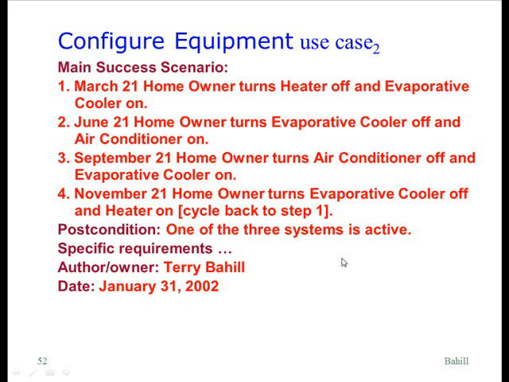A success scenario: homeowner turns heater off. This is in March. This is when you usually want to turn on the evaporative cooler. Then June 21st, homeowner turns the evaporative cooler off and the air conditioner on. Then after September, you turn on the evaporative cooler. Post condition: one of the three systems is active, so one of the systems has to be working after you do this.